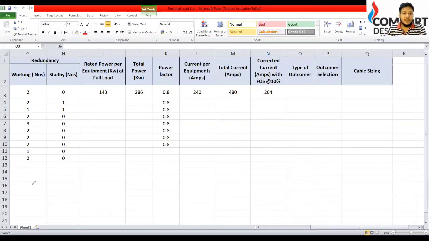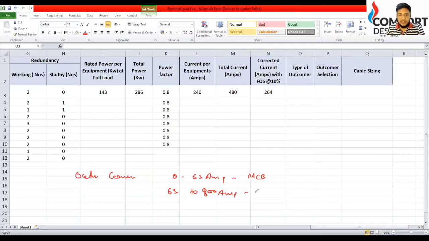Okay, let me write here the outcomer type as I have stated. Up to 63 ampere we will be using MCB. From 63 to 800 amperes we will be using MCCB, and above 800 ampere we will be using the ACB, that is your air circuit breaker.